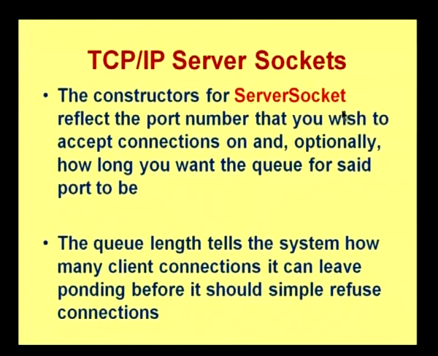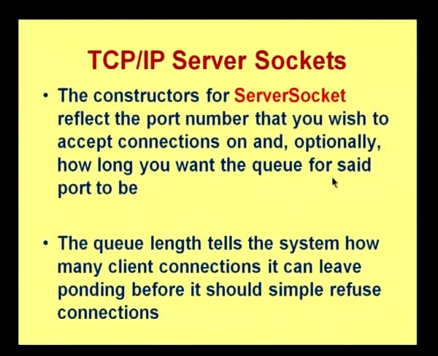So the constructors for the server socket reflect the port number that you wish to accept the connections on, and optionally how long you want the queue for the port to be. The queue length tells the system how many client connections it can leave pending before it should simply refuse the connections. So if your server socket could accept continuous connections from the sockets, it's not as such. Many sockets could not be connected at one point of time, but they could be put in the queue and they could be connected. So you can also specify a queue length till which your server socket could be keeping on receiving the inputs from the sockets.